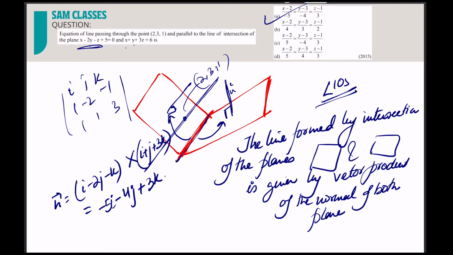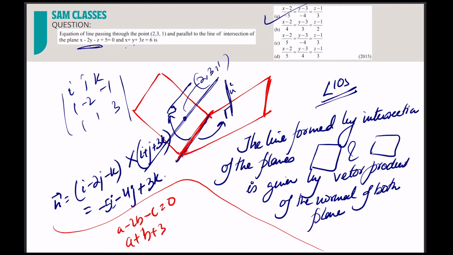Let's see. What I can do is, let's take a small space. They've given the planes. What are the planes? Write it down in the form: A minus 2B minus C is equal to 0. And the other is the direction ratio, A plus B plus 3C.